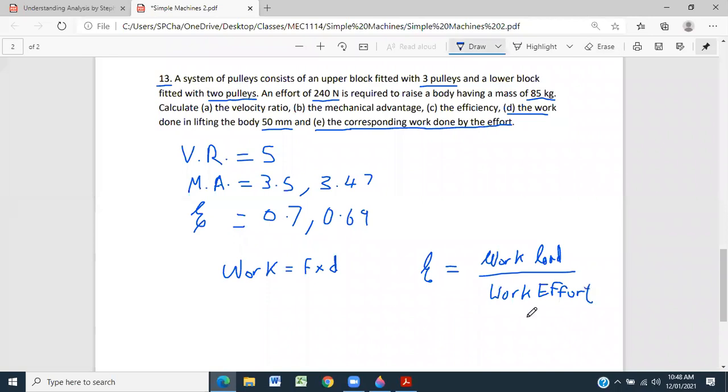Yes, sir. So the work done by the load. What is the load in this case? The 85 kg mass. Good. So if we're lifting it 50 millimeters, how much work are we doing? We're moving this body 50 millimeters, and to move that body, we need to oppose its weight, right? 85 kgs times 9.81 for 50 millimeters. So that's what we're doing to find the work. Does that make sense? Yes, sir.